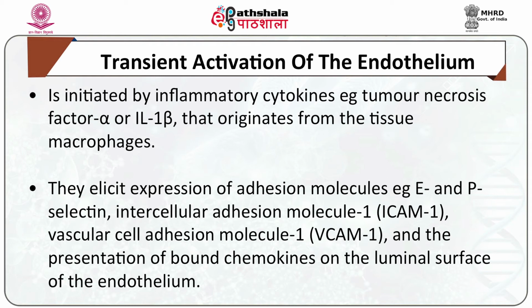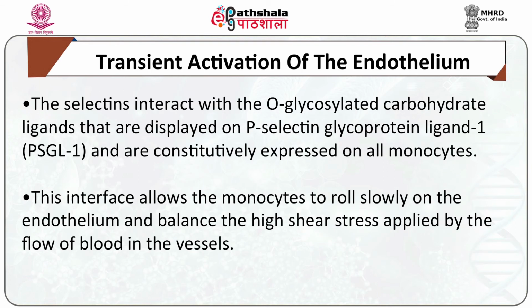They elicit a quick expression of additional molecules such as E and P selectin, ICAM, that is the intercellular adhesion molecule, and VCAM, that is the vascular cell adhesion molecule, and the presentation of the bound chemokines on the luminal surface of the endothelium. The selectins interact with the O-glycosylated carbohydrate ligands that are displayed on the P-selectin glycoprotein ligand, that is PSGL-1, and are constitutively expressed on all monocytes.